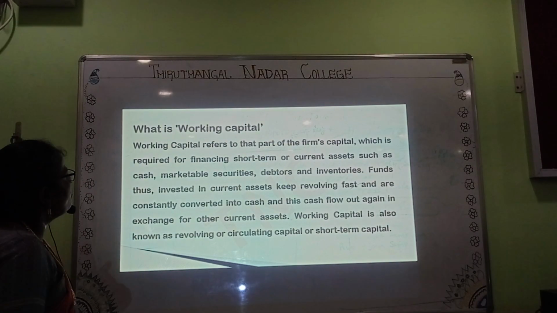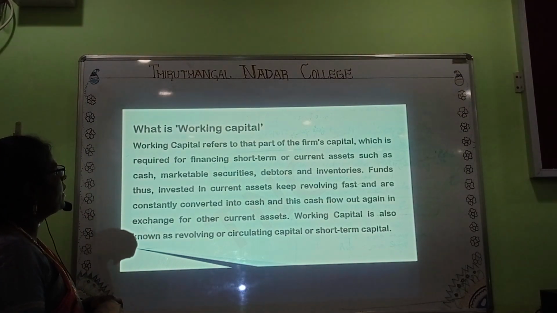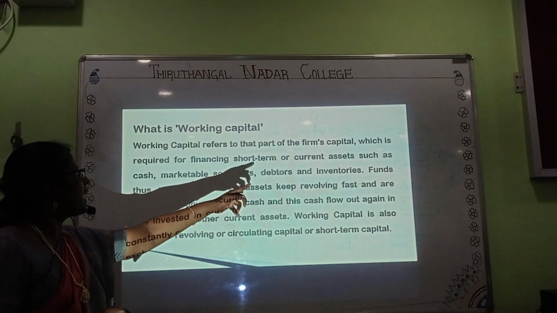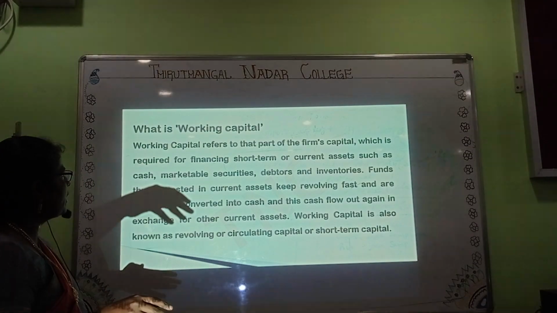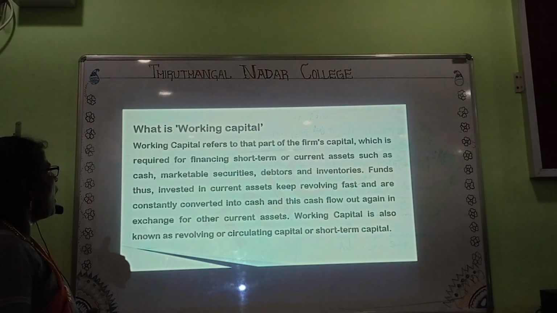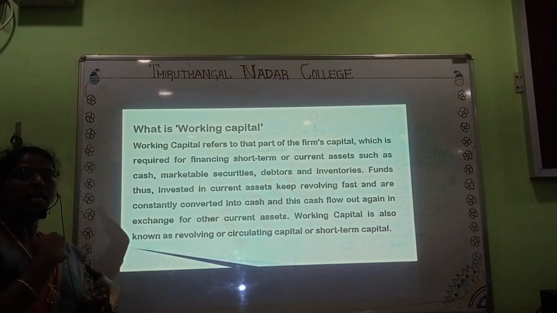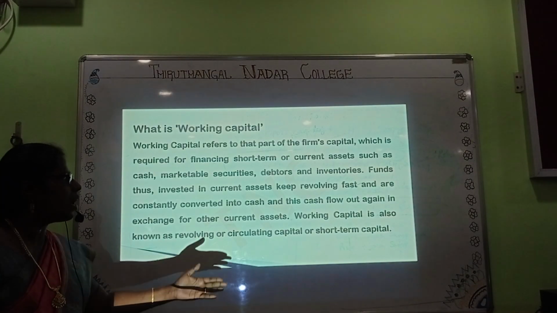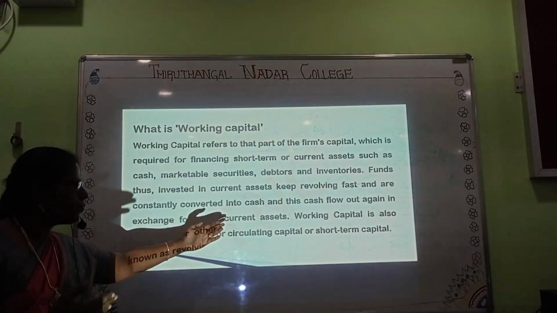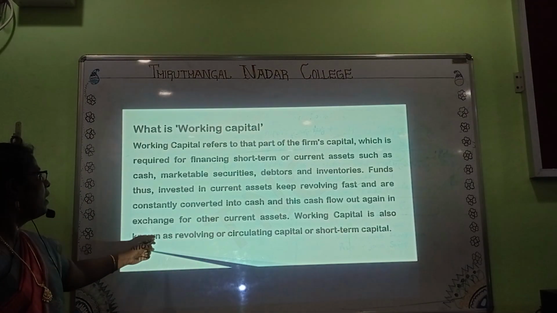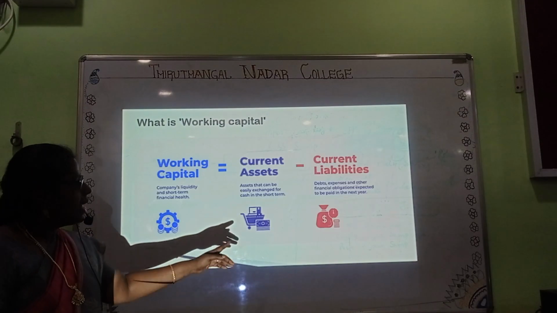Which money do we use for this working capital purpose? We use short term funds, that is, investment in current assets. The funds invested in current assets keep revolving fast, and they are easily convertible into cash. That is why we can call working capital revolving capital, because the current assets are revolving fast. We can call it circulating capital because the money is circulating. And we can also call working capital short term capital.